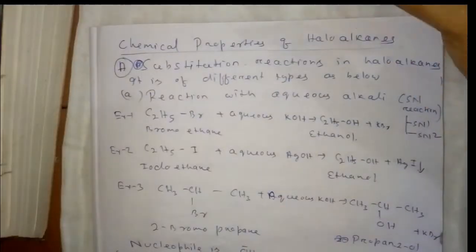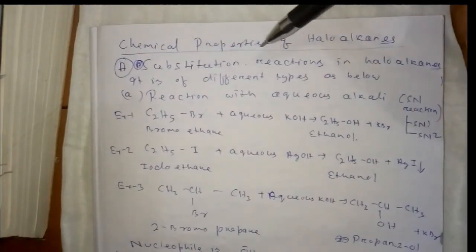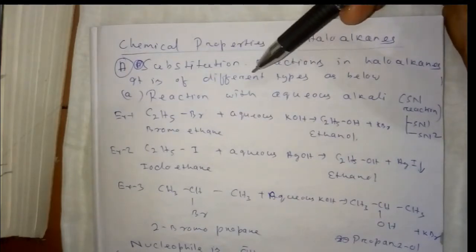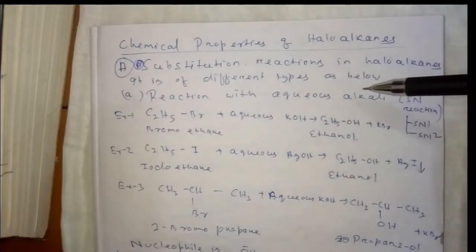Today we will discuss the chemical properties of haloalkanes. First is substitution reactions in haloalkanes. Substitution reactions are of different types, as below. These are discussed below. First is reaction with aqueous alkali.